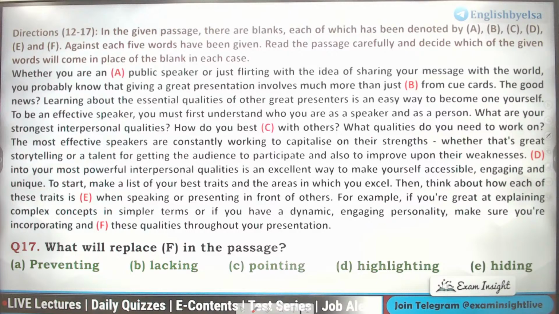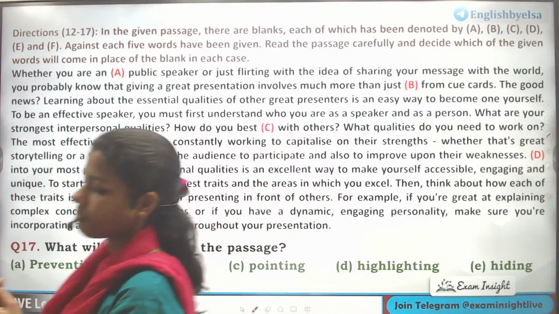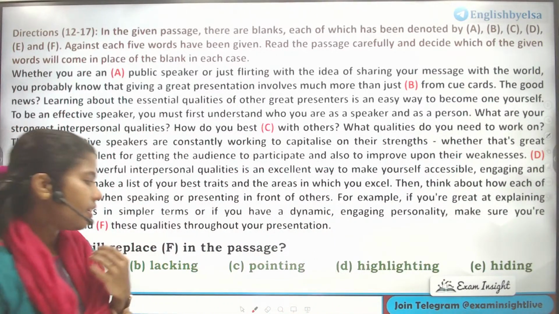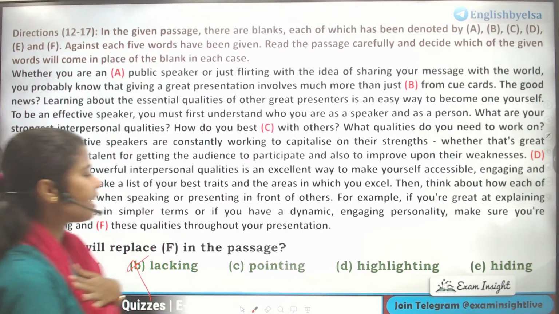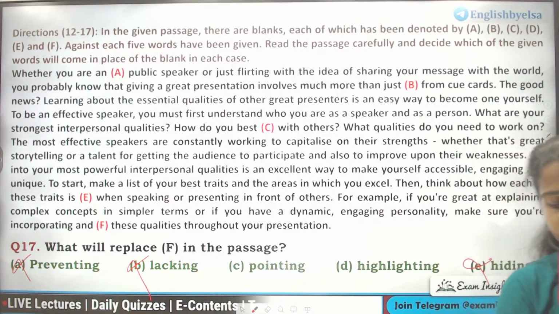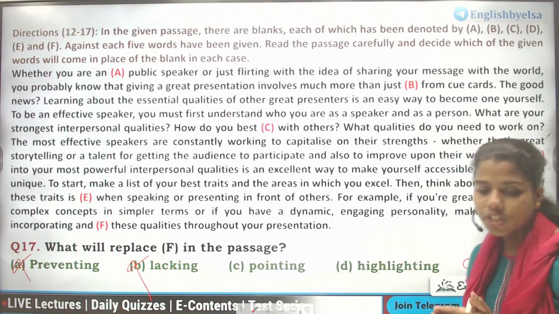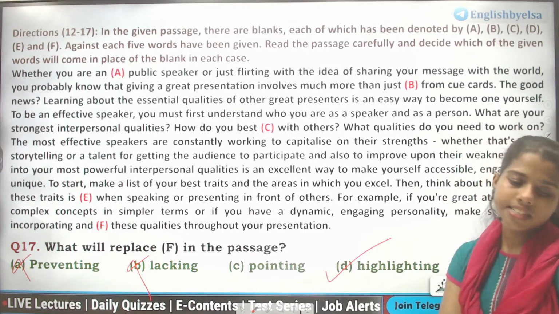Preventing, lacking, pointing, highlighting, hiding. We need a positive word. That means preventing, lacking, and hiding can be eliminated. Two options remain, pointing, highlighting. Which could be the possible answer? Yes, option D, highlighting is the correct answer.